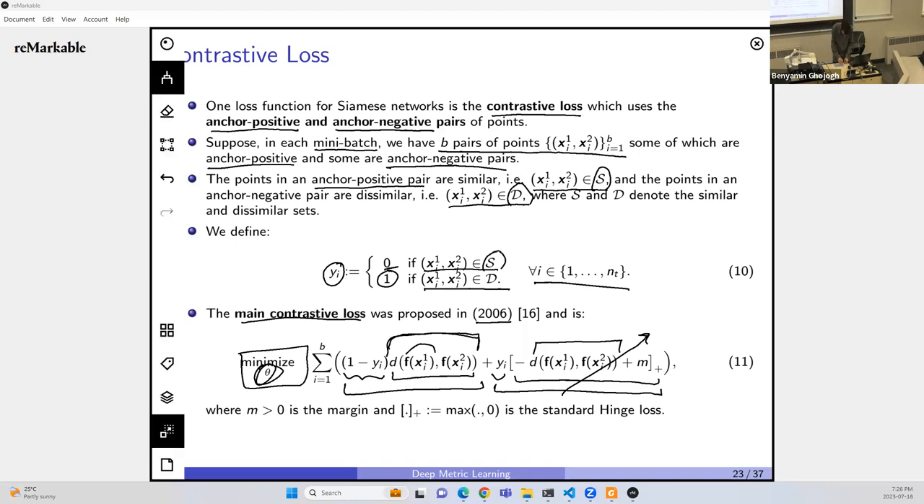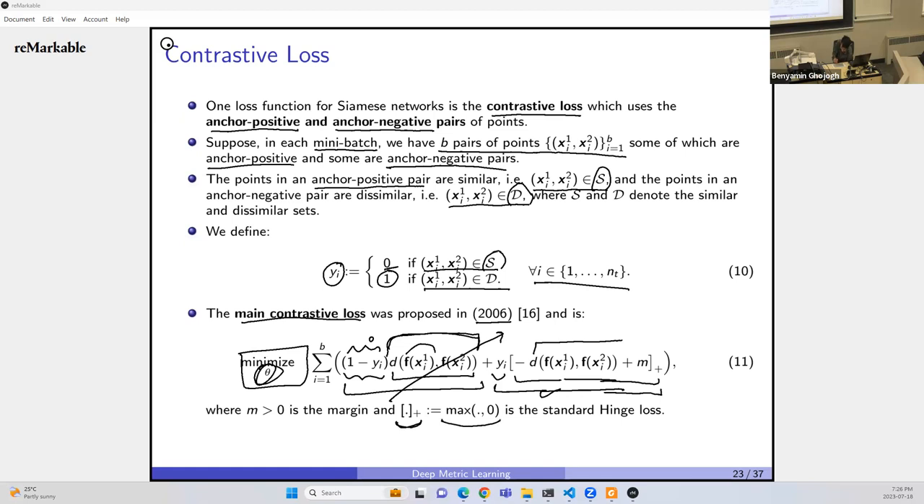However, let's talk about the case where the pair is distant, anchor negative. If it's anchor negative, then what happens? Then this first term becomes zero and goes away. And what do we have? We have the second term. And what is the second term? Here we have this notation, which is defined as the maximum of its argument and zero. What do I mean? If it becomes negative, I don't care. If it's positive, it's exactly equal to itself. But if it becomes negative, it is saturated by zero, right? Maximum of something and zero.